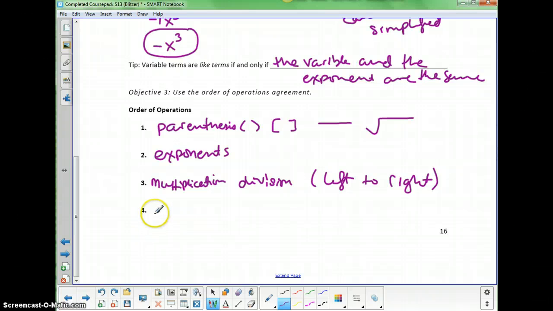Same thing about item 4, addition and subtraction. My A looks like a D, but that's alright. Addition and subtraction. It's not necessarily one first and the other. They're going to follow left to right. Subtraction. Left to right.